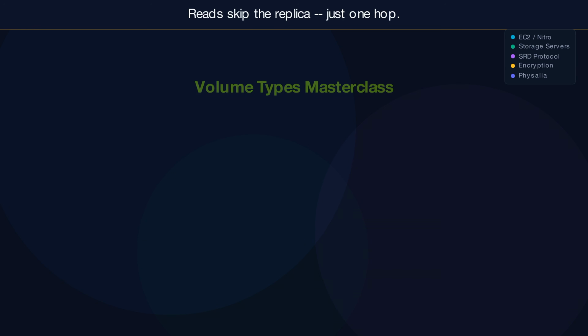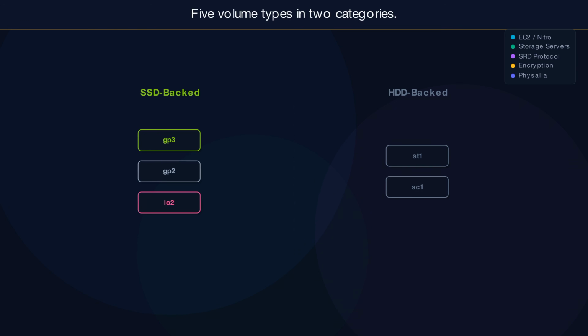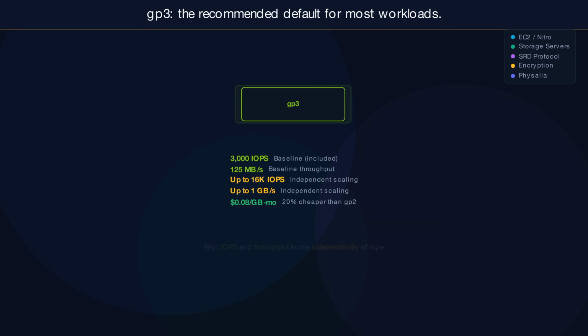EBS offers 5 volume types, each designed for different workloads. They split into 2 categories: SSD-backed for random I/O and transactional databases, and HDD-backed for sequential throughput workloads like streaming analytics and log processing. GP3 is the recommended default. It includes 3,000 baseline IOPS and 125 megabytes per second of throughput regardless of volume size.